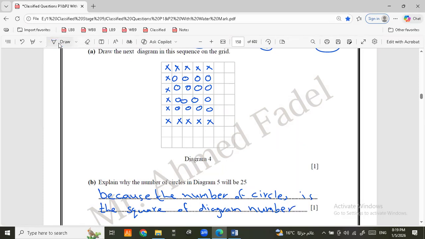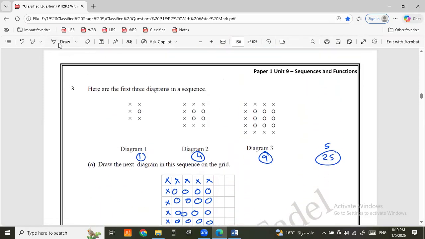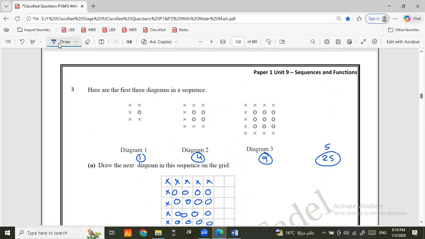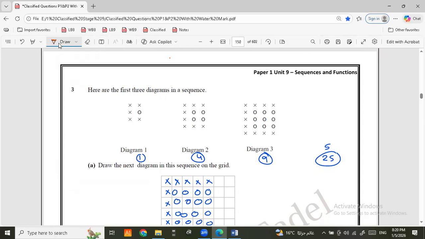Let's continue. Find an expression for the number of crosses in diagram n. An expression means that they want the nth term. That's the expression that they want for the sequence, but they said the number of crosses. The number of crosses here is 5. While here, you got 4 and 4, which is going to be 8. And the number of crosses here, you're going to find that it is 13.